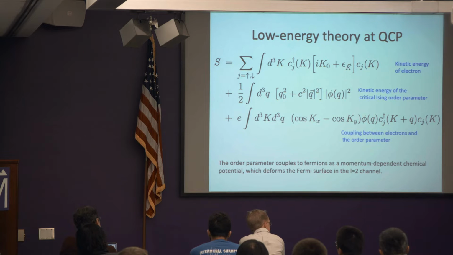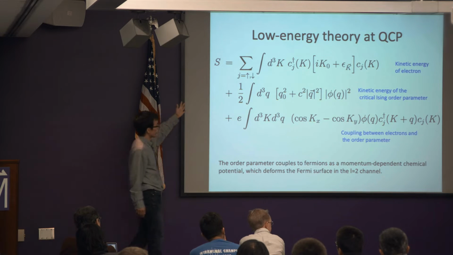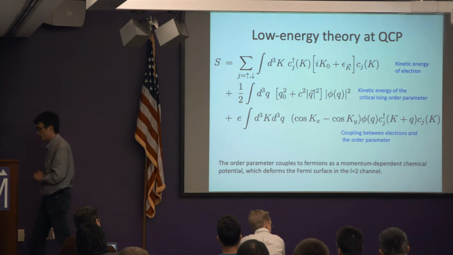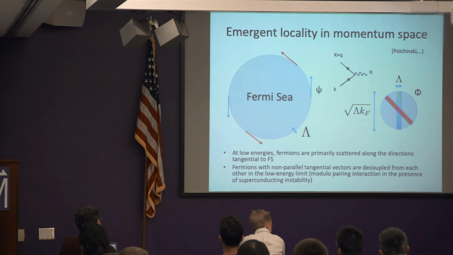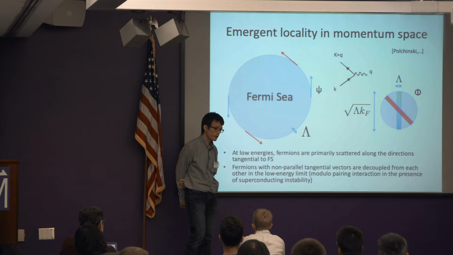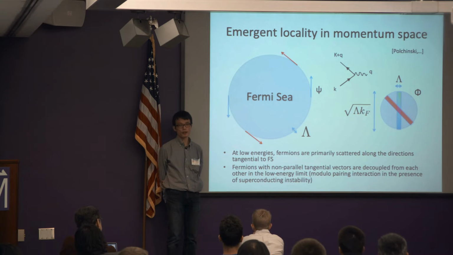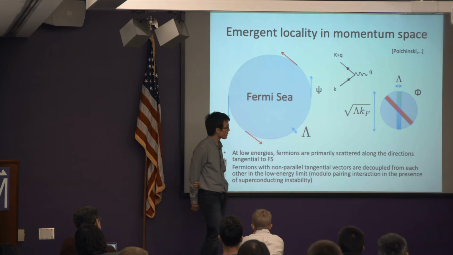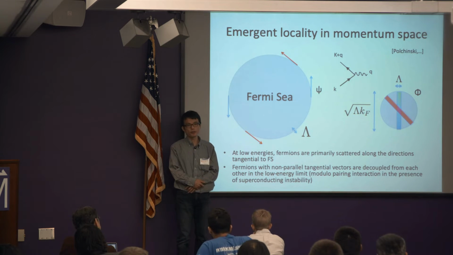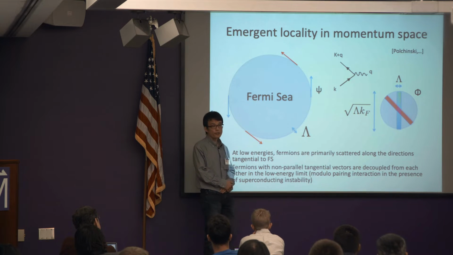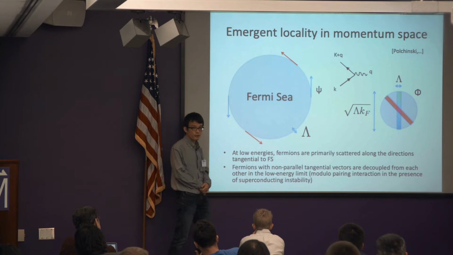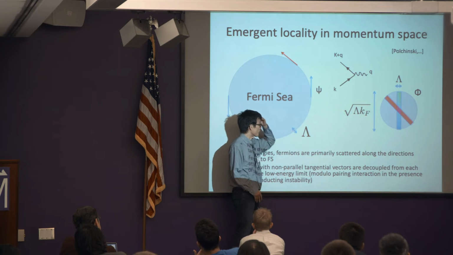Although the full theory should include all the gapless modes on the Fermi surface, it turns out that in order to understand properties that are local in momentum space, such as the electron spectral function at a given momentum, you can actually consider only a patch, some local region in momentum space. And that is due to the emergent locality in momentum space. So this is the story.